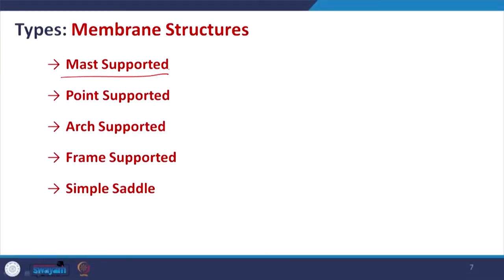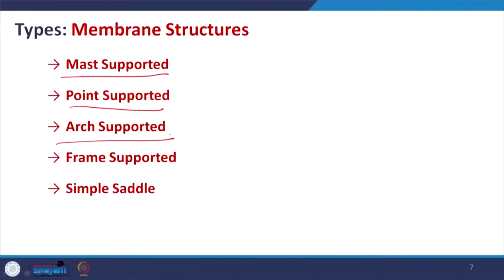Depending on the support, we can categorize this fabric tensile structure or membrane structure into 5 categories. One is mast supported. I have tried to draw something to explain it, like the circus tent. The second one is the point supported structure, where there is not a single mast, but tension cables. So, we can create different points and support the structure, not with a mast.